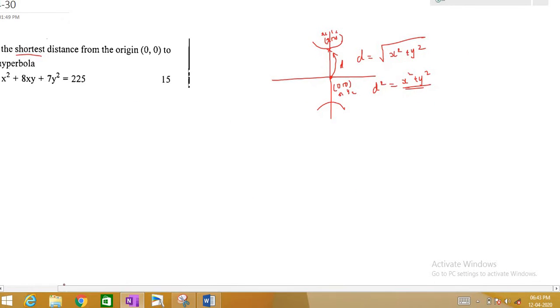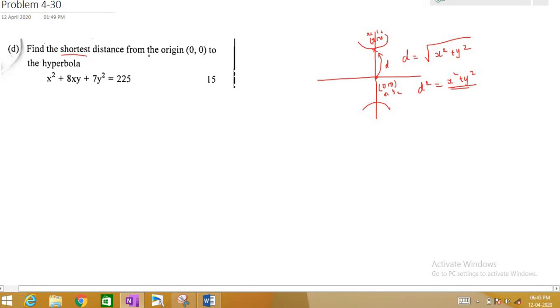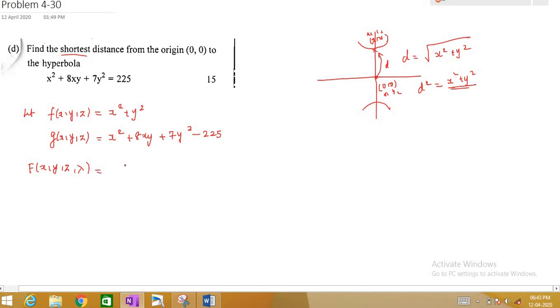So it is asked that, let f of x, y, z be equal to x square plus y square. Why? Because we need to minimize the distance, so I'm taking the square of the distance. Let g of x, y, z be the constraint, that is the condition with respect to this hyperbola. Therefore this is x square plus 8xy plus 7y square minus 225. So this is our g of x, y, z. So we need to find F of x, y, z, lambda, which is nothing but f of x, y, z plus lambda times g.